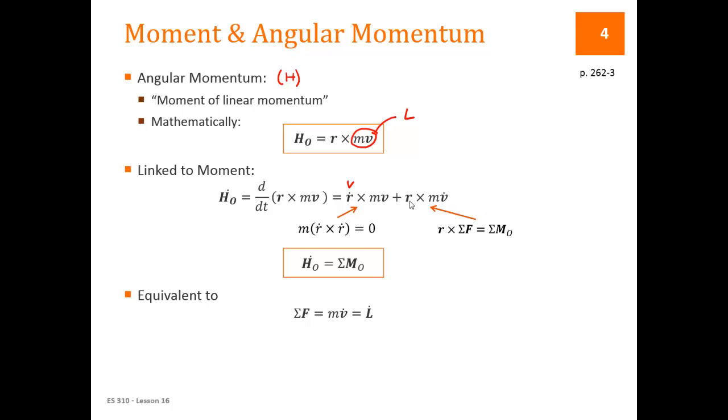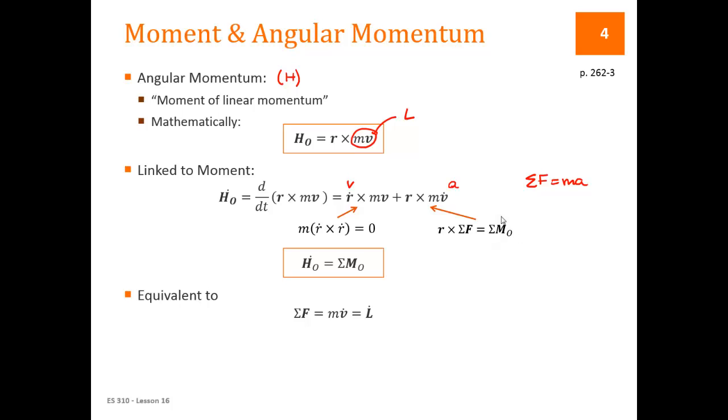And then your second term over here is r crossed with m v dot. Well, v dot is just a, the acceleration, so m times a is the force, by Newton's second law, force is equal to mass times acceleration. So this is r crossed with F. Well, r crossed with F is by definition the moment.